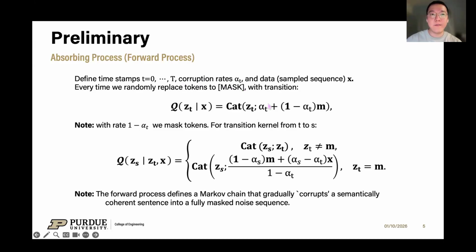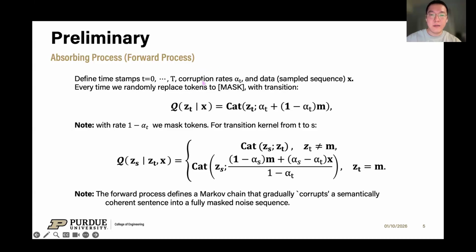And here's the mathematical definition. Just like the continuous diffusion, we have time step t, and also we have a complete sequence of data x. The key difference from the continuous diffusion is that we also need a corruption rate, because we need a rate to say how we transform the token to a mask state.